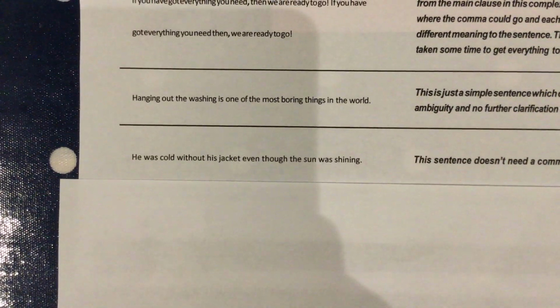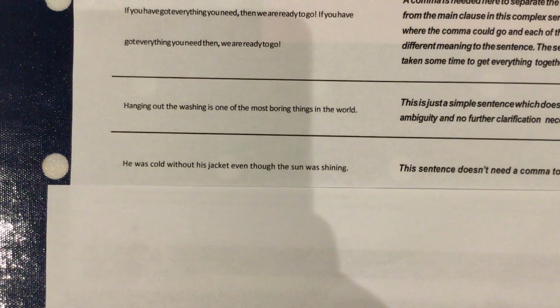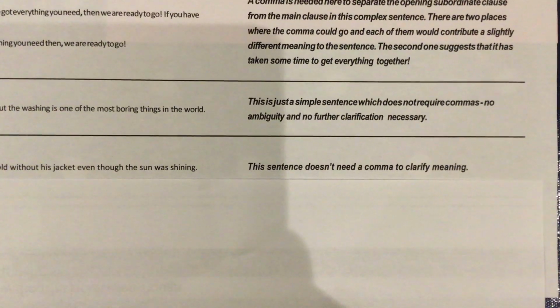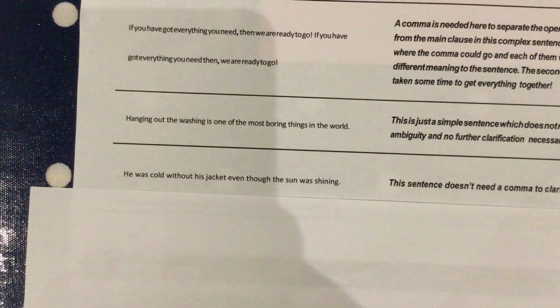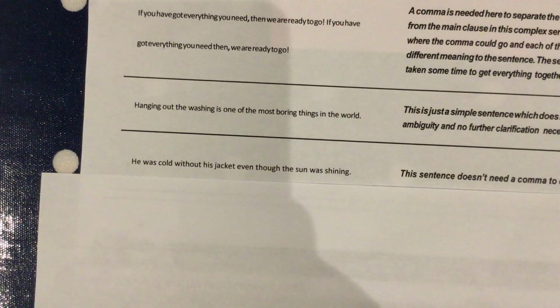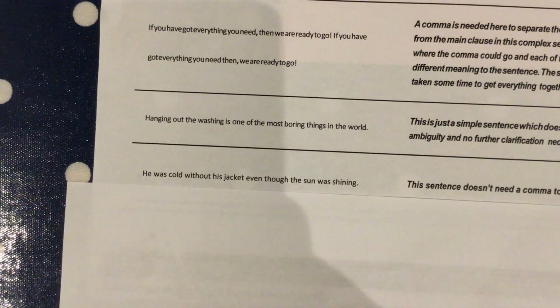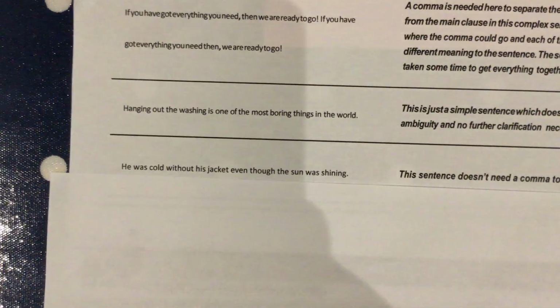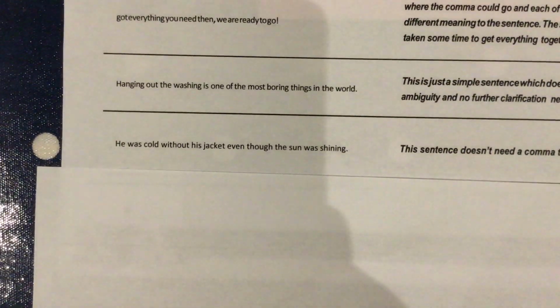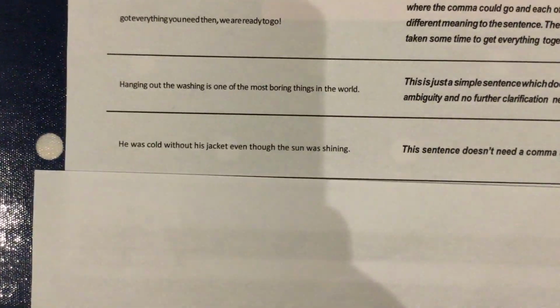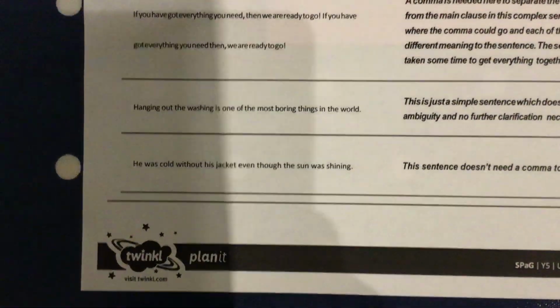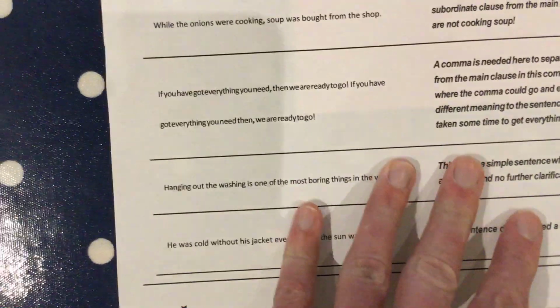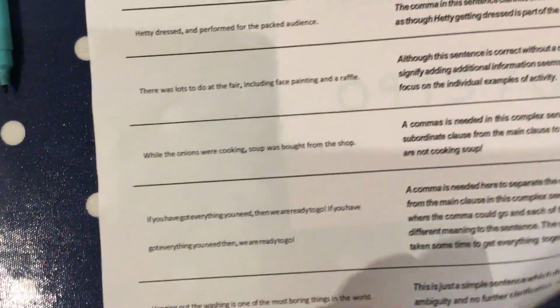He was cold without his jacket even though the sun was shining. This sentence doesn't need a comma to clarify the meaning. You may use a comma to separate the main and subordinate clause. So he was cold without his jacket, comma, even though the sun was shining. It's not incorrect, but it's not required to clarify the meaning. Okay, so that's those questions cleared up, hopefully.